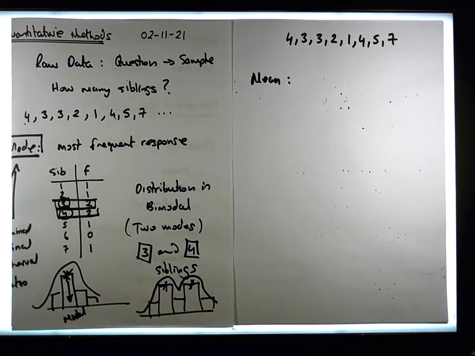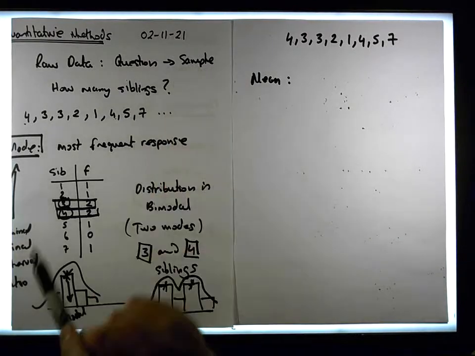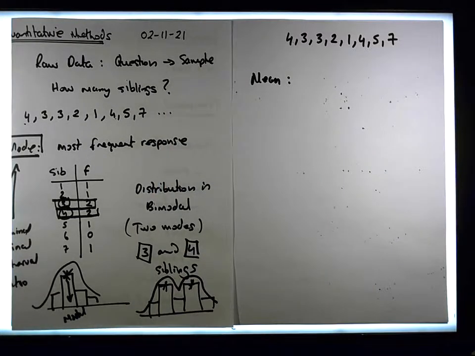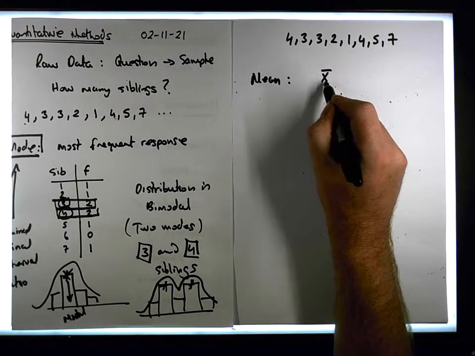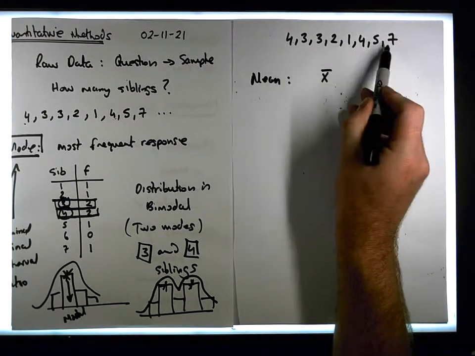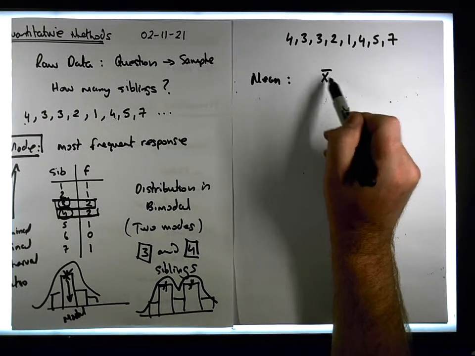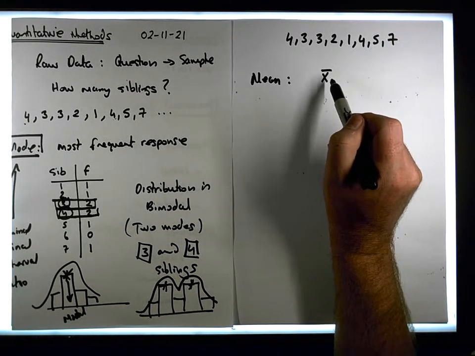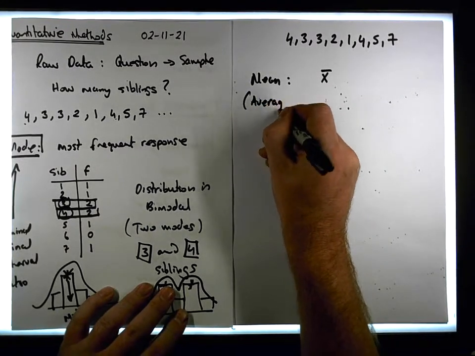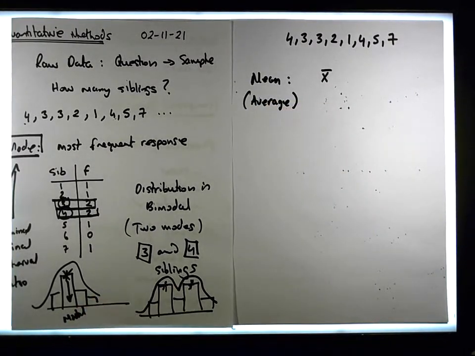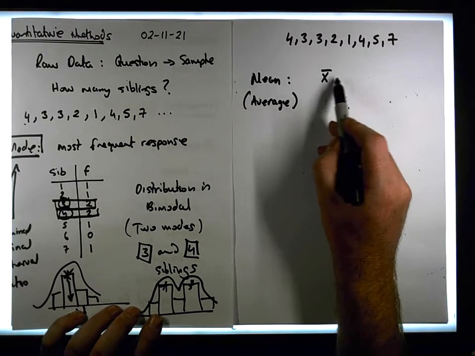Now, because this is sample data, we have a particular symbol that we use for the mean, and it looks like this. It's called X bar. X represents individual observations, and when you see an X bar in a textbook, it means the sample mean, the average of your particular sample. And we have a formula that allows us to calculate it.